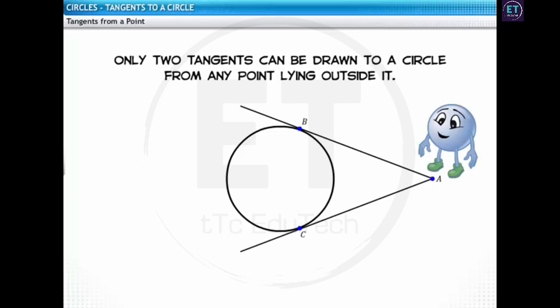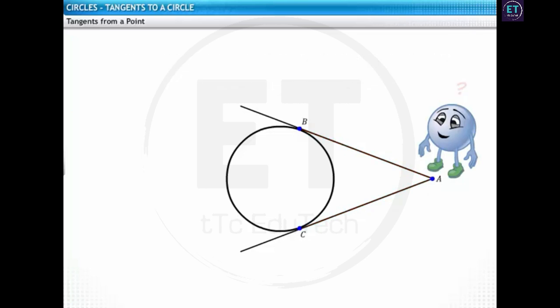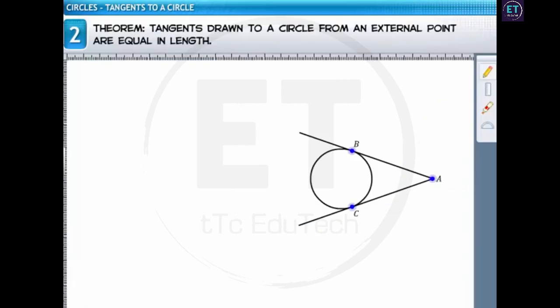As you can draw only 2 tangents to a circle from any point lying outside it. So Mr. A has the choice of going along either AB or AC. Which one should he take? Which route is the shortest? Let's find out. To help Mr. A make up his mind, let us prove the theorem that states tangents drawn to a circle from an external point are equal in length.